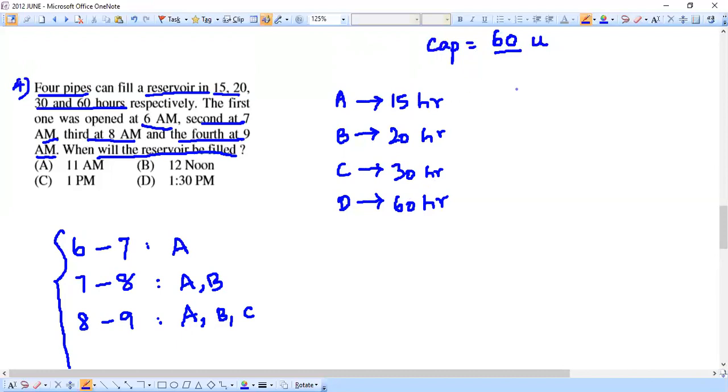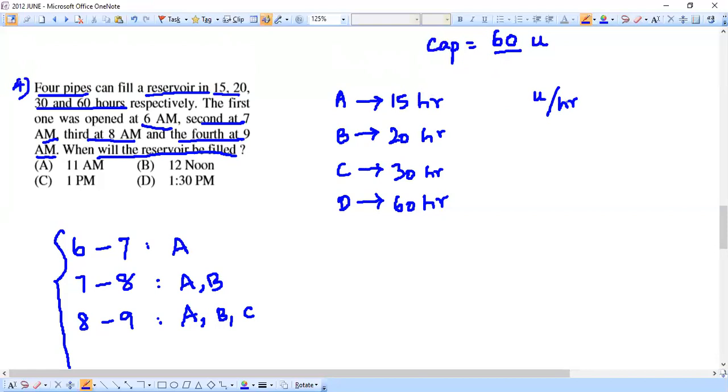Now it's time for us to calculate the efficiency of each of these pipes. Pipe A is taking 15 hours to fill this 60 units. So how many units will pipe A fill in 1 hour? That we have to think. Let me repeat it: pipe A is filling 60 units in 15 hours, because we assumed the capacity to be 60 units.